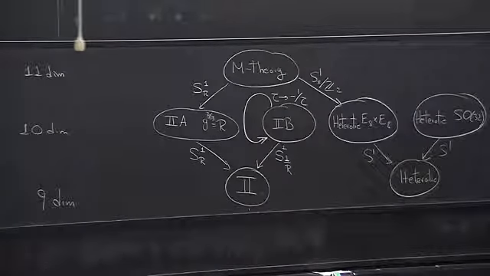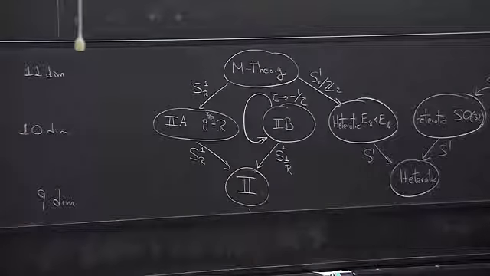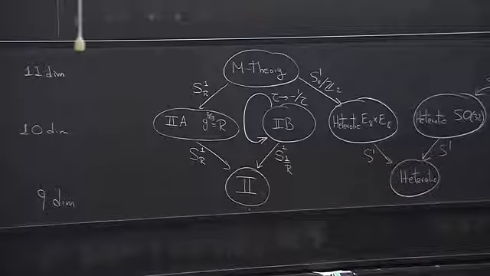And has SO(32) as a gauge group. And these two are dual to each other as a strong-weak coupling pair. Okay? So the last thing that I want to mention, so I wanted to have time to say that.